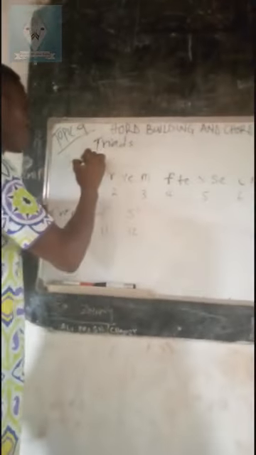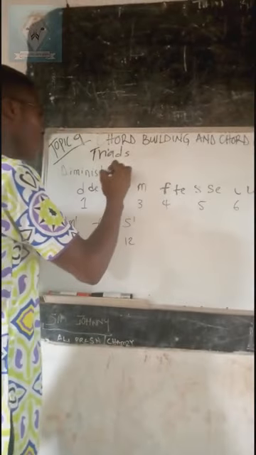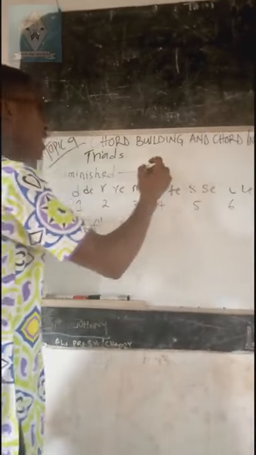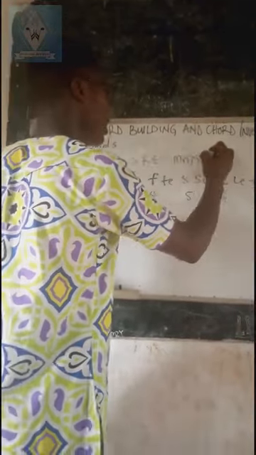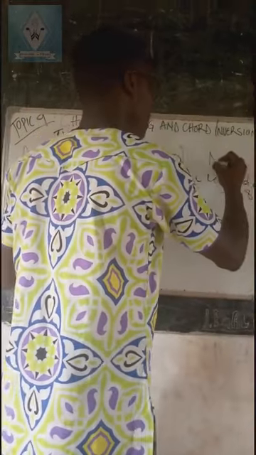Now for diminished triads. A diminished triad has a root, a minor third, and a diminished fifth.